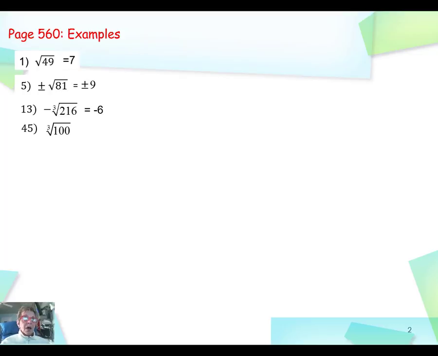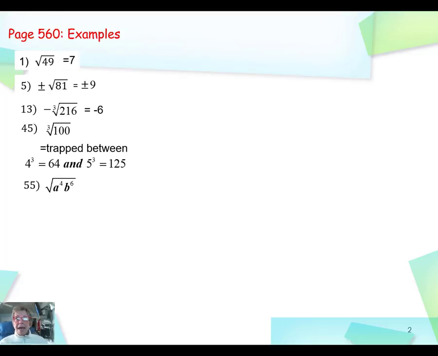45, the cubed root of 100. If we want to estimate what that is, we have to trap that between two perfect cubes, and we would trap it between 4 cubed, which equals 64, and 5 cubed, which equals 125. So we can estimate the cubed root of 100 to be about 4.5.